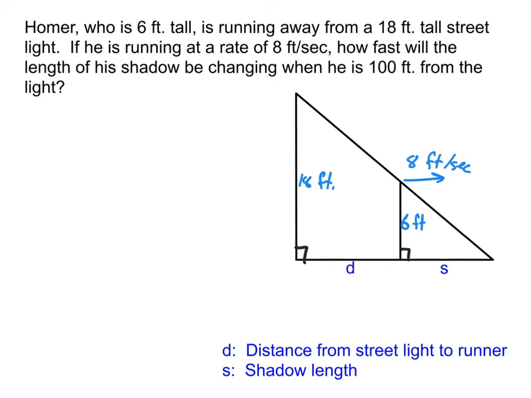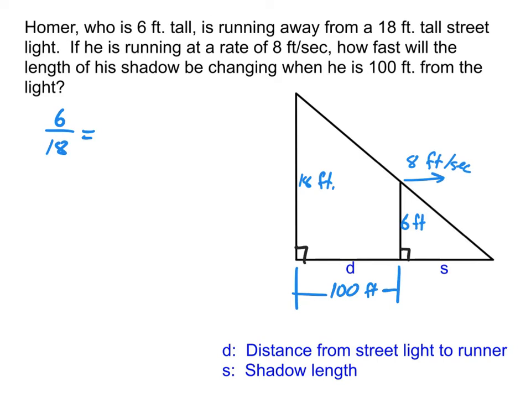So that 100 is the distance from Homer to the light. So that means that our D value is 100 feet. And again, that value is just between these two ends here. So it's just the distance between the light and Homer there. Now I'm going to set up a comparison of side lengths in these similar triangles. So for instance, I could do little triangle over big triangle for their heights, 6 over 18. And then I could set up the same kind of ratio for the base down here.